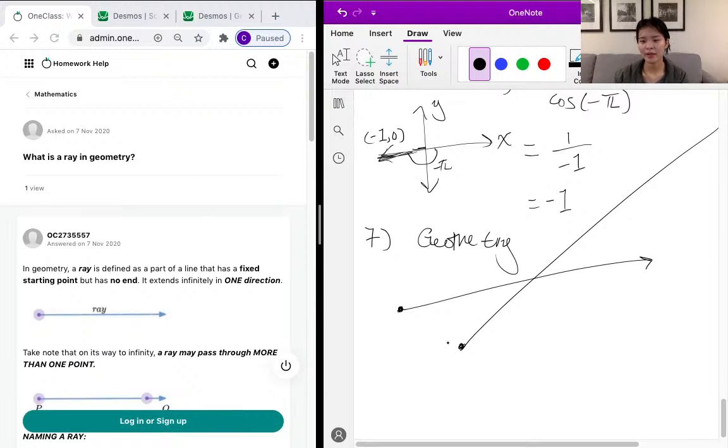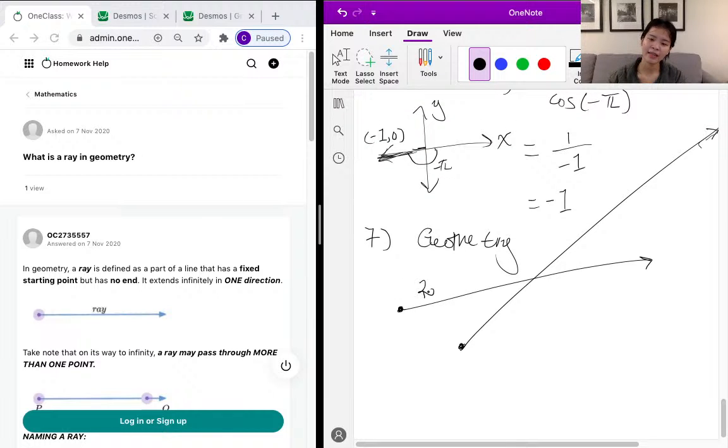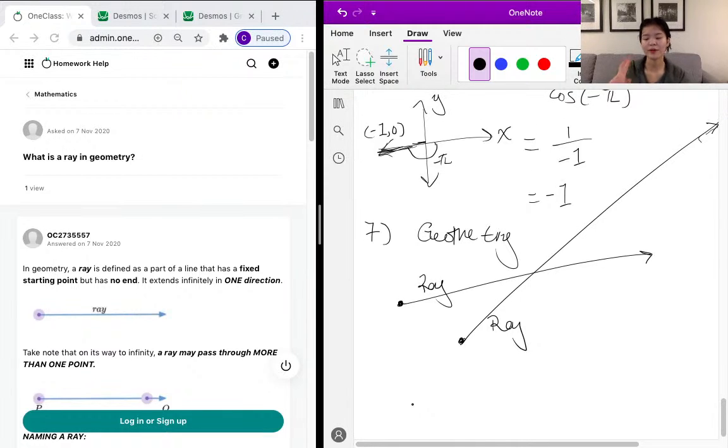Usually, even though this ray goes on infinitely, we can't draw a line infinitely. So what we do is put an arrow at the end of our ray to symbolize that our ray goes on infinitely. They're all rays. And two of the most common rays that you probably know about are the x-axis and y-axis of our coordinate geometry.